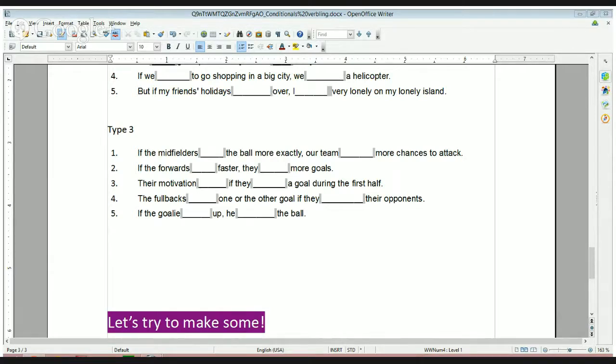Number 4, Paolo. Will you give that one a try and use the verbs make for the first blank and block for the second blank. Make and block. Okay. The fullbacks would make one or the other goal if they could had blocked their opponents. Pretty close. The first one was good, but we need to change it to the participle. So the fullbacks would have made, with a D, one or the other goals if they had blocked their opponents, because the second blank is going to be past perfect.